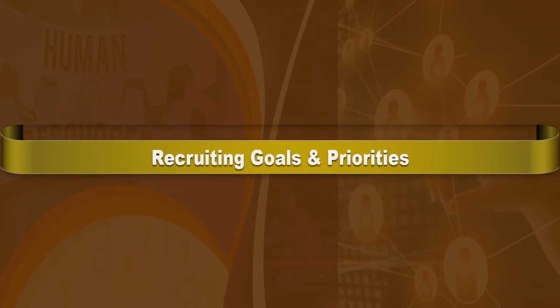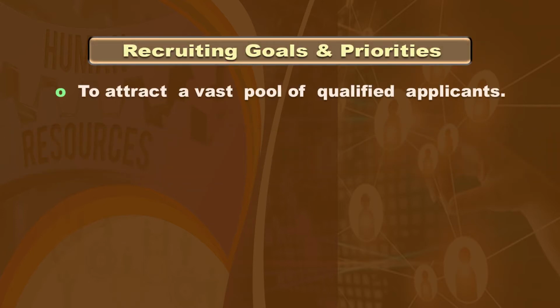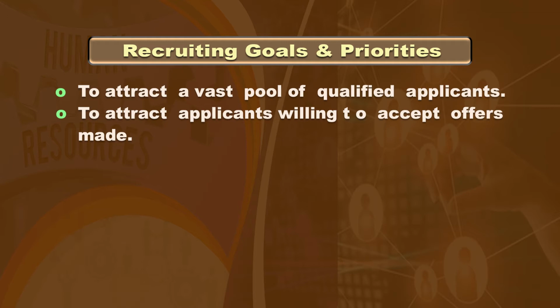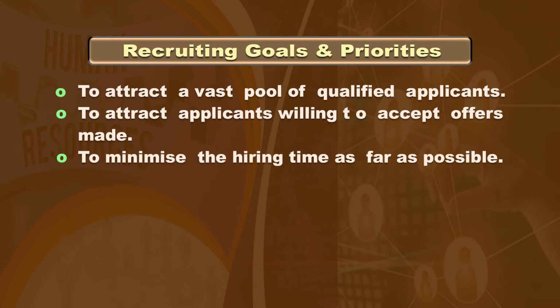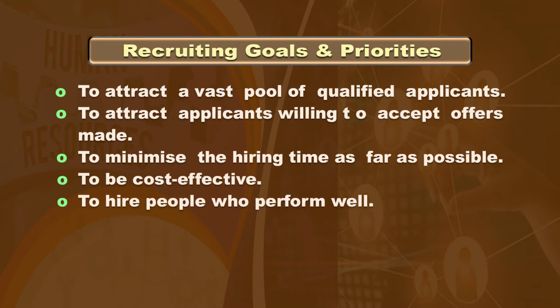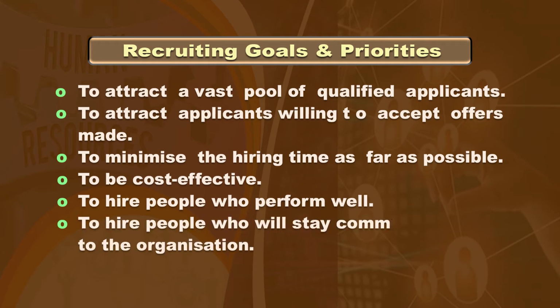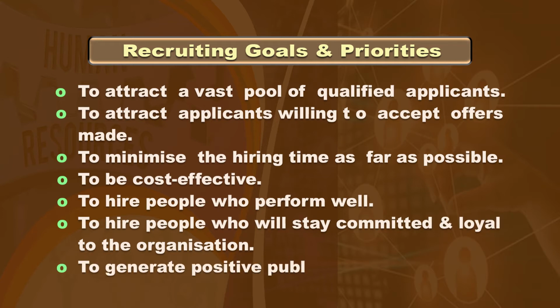What are the recruiting goals and priorities? Let us see. One is to attract a vast pool of qualified applicants. Second is to attract applicants willing to accept the offers made. Third is to minimize the hiring time as far as possible, to be cost effective. Next is to hire people who perform well. Yet another is to hire people who will stay committed and loyal to the organization. And finally, there is the aim of generating positive public relations spillover.